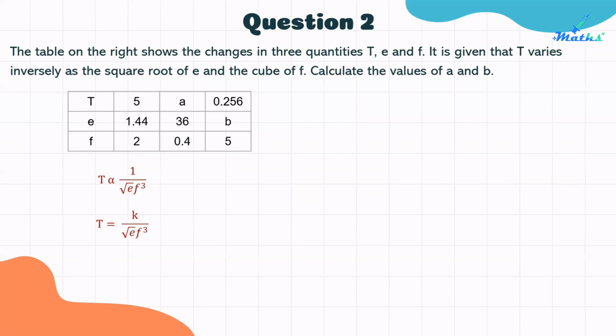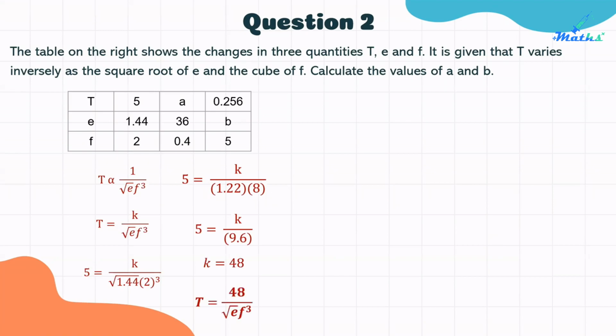For our T, we have 5. For our E, we have 1.44. And for our F, we have 2. So we solve it and find our value of K. So our K is 48. So T will equal to 48 over square root E cube F. Okay. So now we find our value of A first.